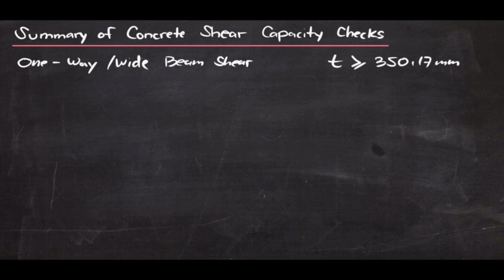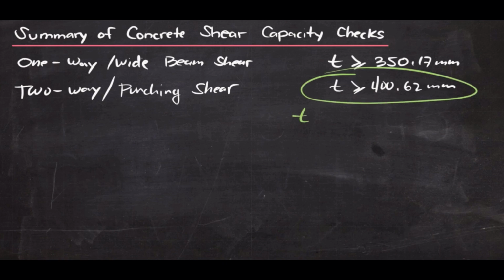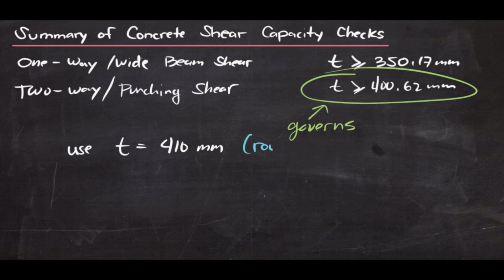So in summary, for one-way or wide beam shear, the thickness should be greater than or equal to 350.70 millimeters. For two-way or punching shear, the thickness should be greater than or equal to 400.62 millimeters. As you can see, this condition governs, so the thickness should be greater than 400. So the two-way or punching shear governs the design. So let's use T, or the thickness, equal to 410 millimeters, or the thickness is oftentimes rounded up to the nearest 10 millimeters.